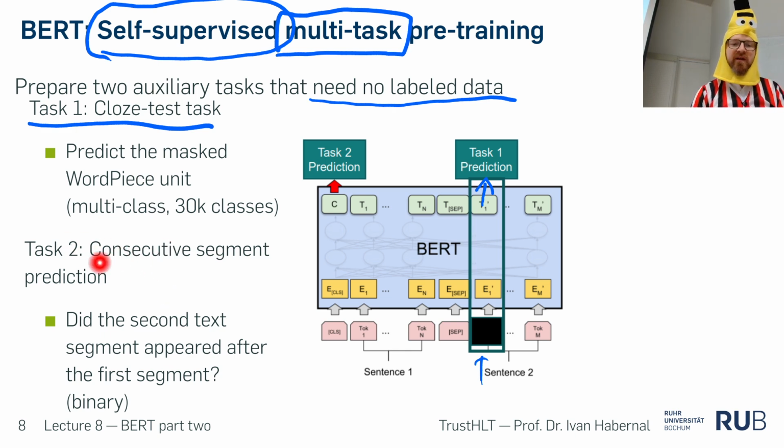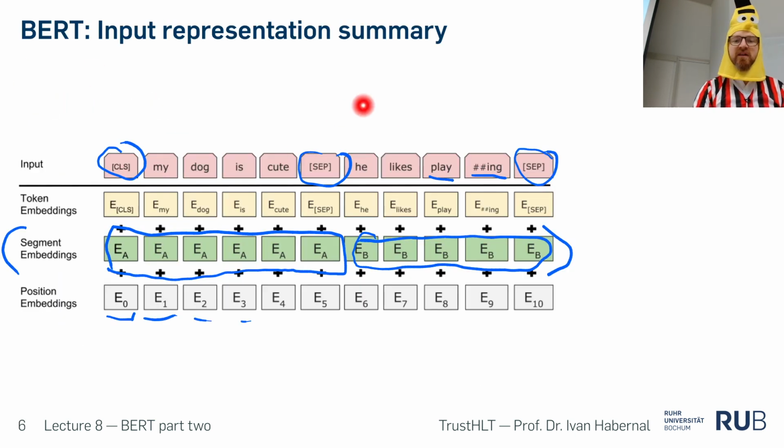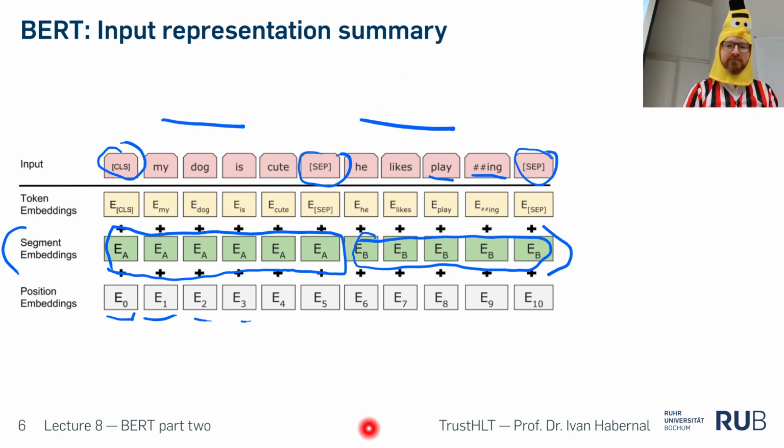We want to predict whether the second text appeared after the first segment. So we take these two sequences: my dog is cute, and he likes playing. Sometimes we leave them as they are, sequence 1, sequence 2. But sometimes we shuffle them randomly. We just flip this and start with he likes playing and my dog is cute. I think that's what they're doing, shuffling the order of these two sentences, so basically destroying the coherence of the text.